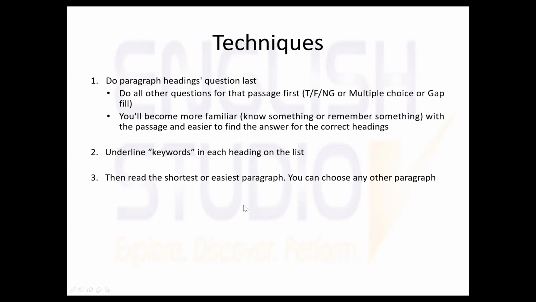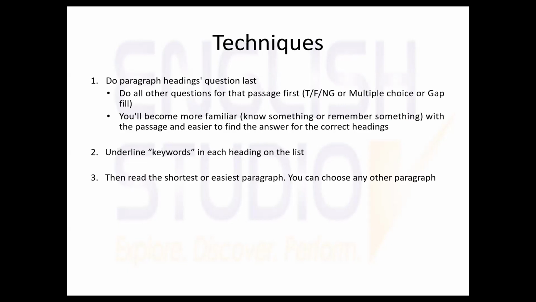And then the third, read the shortest or easiest paragraph first. You can choose any paragraph that you think is the shortest one or the easiest one, or one where you know a little about the paragraph. I know what this paragraph is talking about. So you should read that paragraph first and then try to find the best heading.